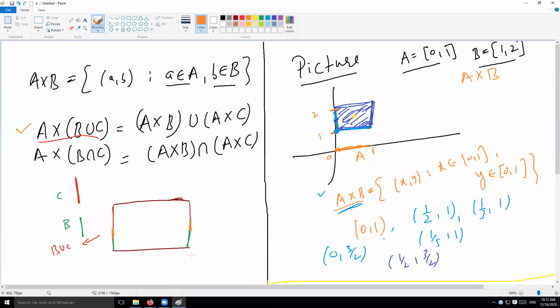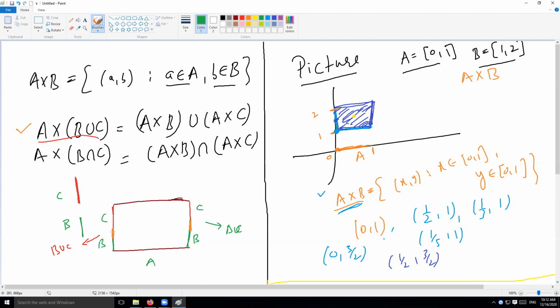So what is A cross B union C? So A cross B union C is this entire rectangle. I'm not filling the color because I want to make another picture within it. But can someone tell me where is A cross B? So this side is B union C, in which say this is B and this is C and this is B and this is C. And obviously this is A.